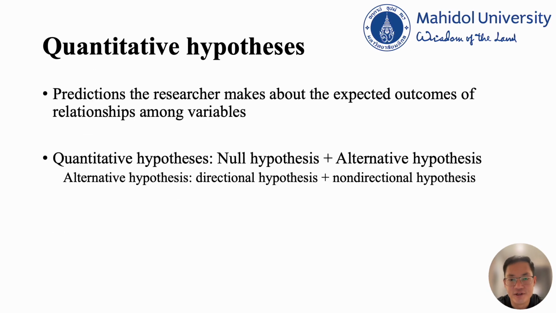Once your question is clear, the next step is to form a hypothesis. In quantitative research, a hypothesis is a testable prediction. We typically use two types: the null hypothesis, which predicts no effect or relationship; the alternative hypothesis, which predicts an effect. The alternative hypothesis can be either directional, stating which group will score higher, or non-directional, stating simply that a difference exists.